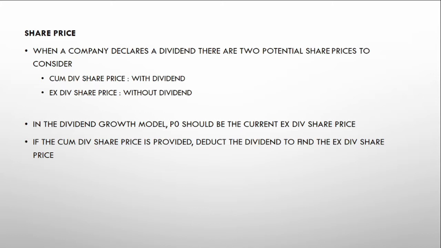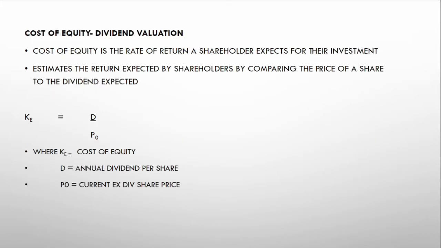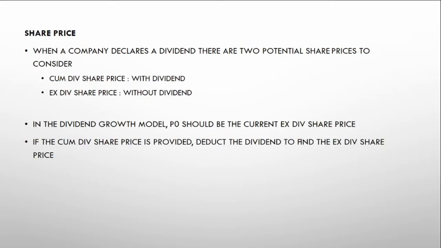So it is very important in a question to assess the share price you are given. Is it a cum dividend share price or an ex-dividend share price? If you are going to be calculating the cost of equity, the formula specifically says we need to use the current ex-dividend share price. So we need to make sure we are using the correct share price, otherwise our cost of equity is going to be calculated incorrectly. If you are provided with both the cum dividend share price and the ex-dividend share price, and you want to calculate the cost of equity, you will use the ex-dividend share price.